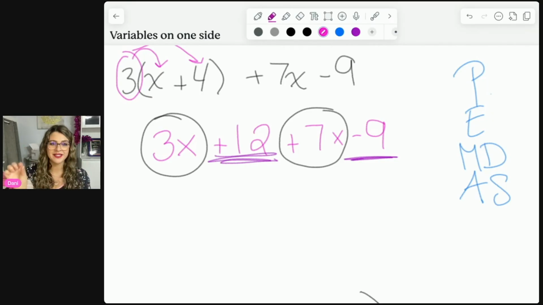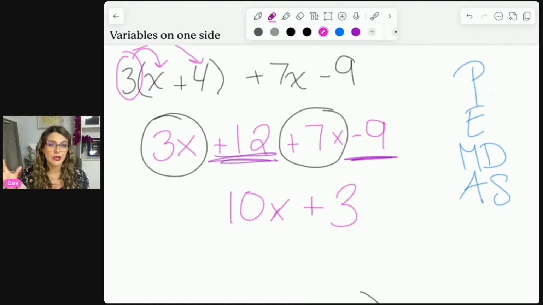So we have 3x plus 7x. That means we have 10 x's. We add the coefficients, keep the variable. We'll change and do other stuff with fun variables in a later video. Okay, and then we have positive 12 minus 9, which just means 12 minus 9, which is 3. And then that is as simplified as that expression is going to get, that binomial.